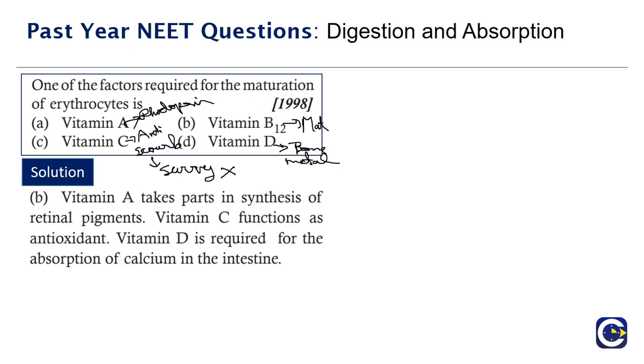Erythrocytes are also called RBC. Vitamin A takes part in synthesis of retinal pigment. Vitamin C is an antioxidant. It also functions as an antioxidant. Vitamin D is required for absorption of calcium in the intestine. So the calcium is used in bone metabolism. The answer is vitamin B12.